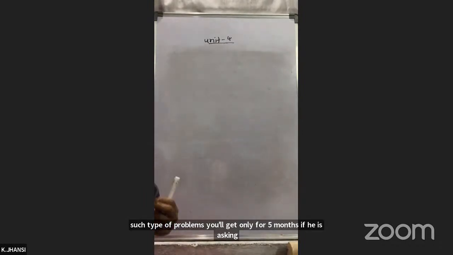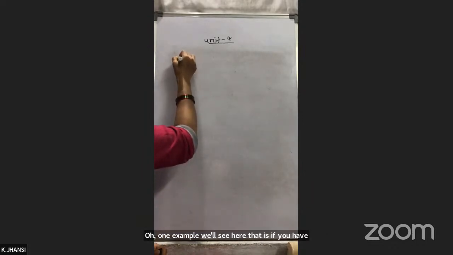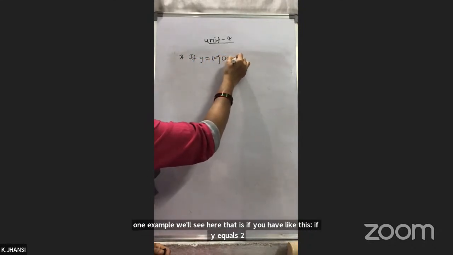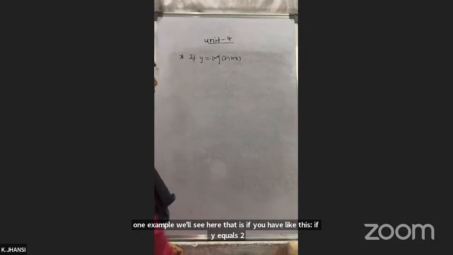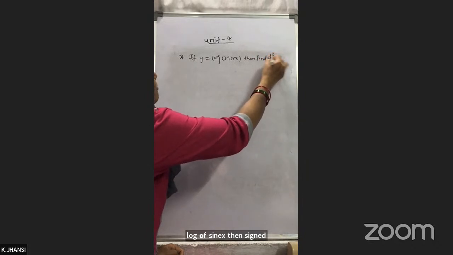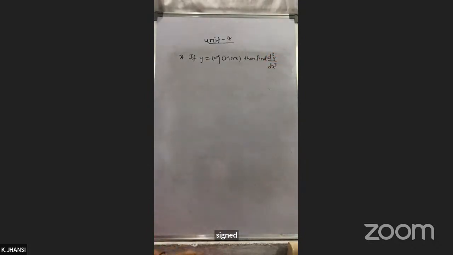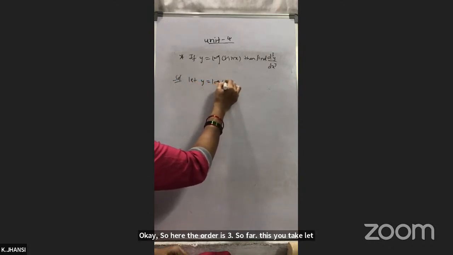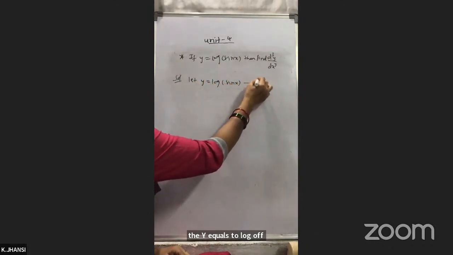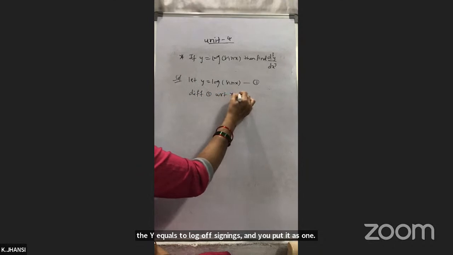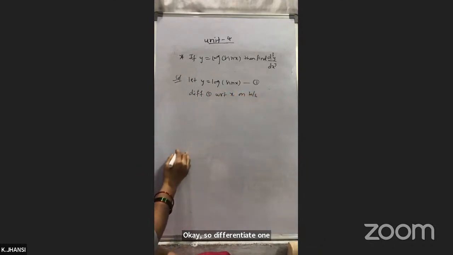So one example we'll see here. If y equals log of sin x, then find d cube y by dx cube. So he is asking the third order. Here the order is 3. For this, let y equals log of sin x and take it as equation 1. Differentiate 1 on both sides.